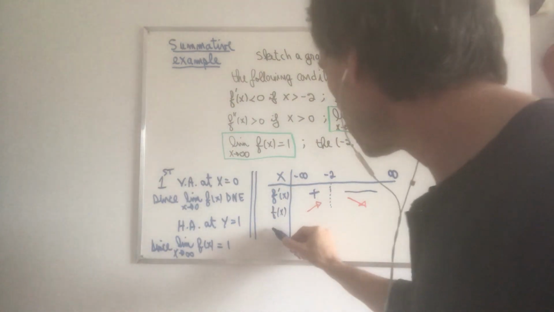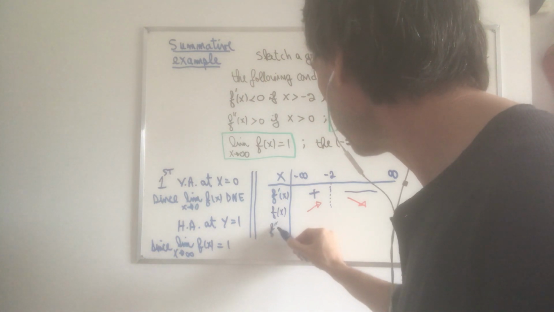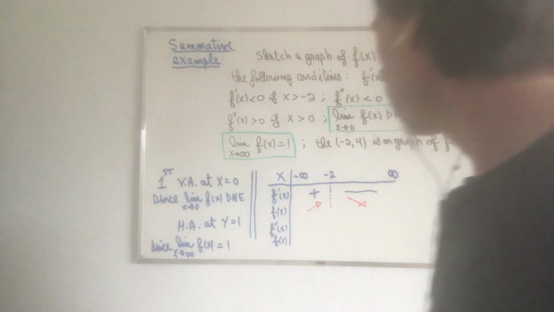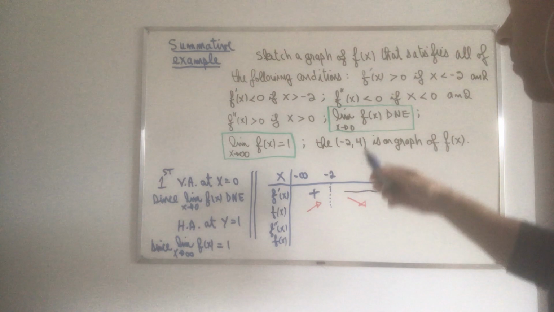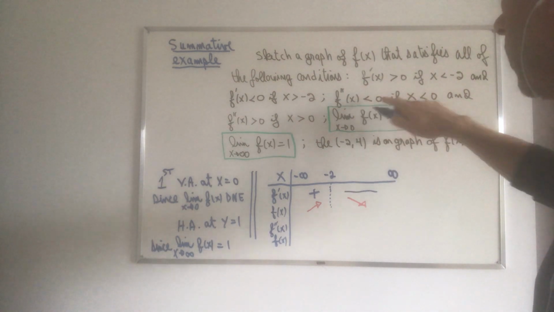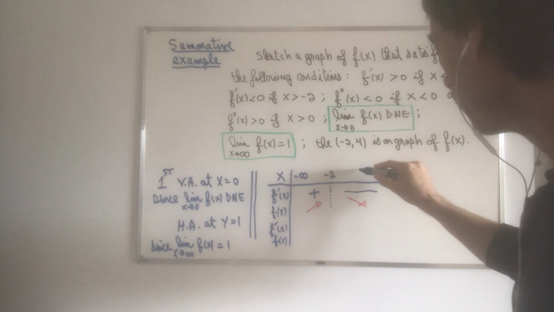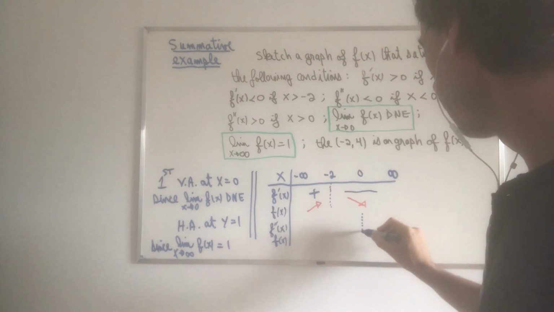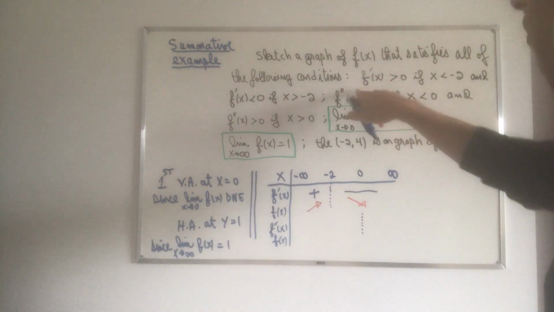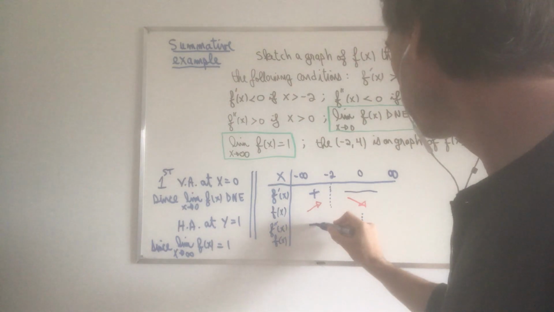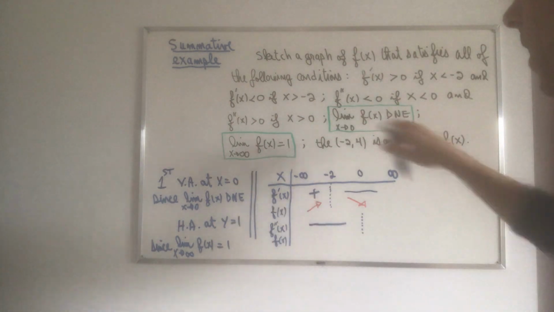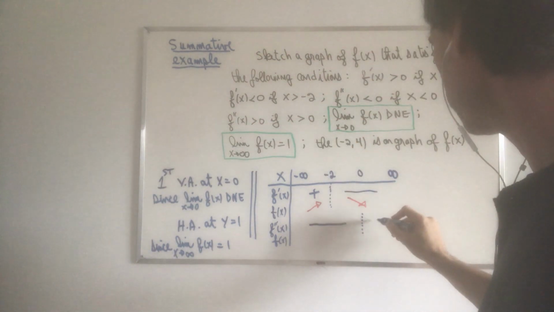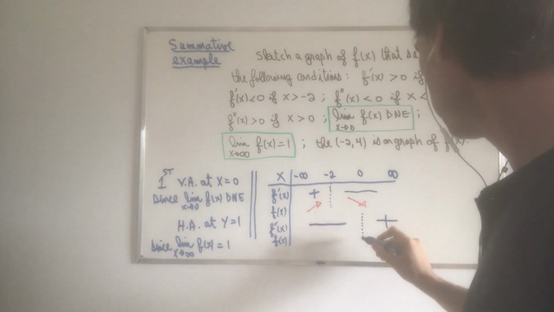Now that's not all. I also have information on f prime prime. What is the information on f prime prime? F prime prime is negative when I am on the left of 0. So let us have another number here, 0. And let us see that f prime prime is negative when I am on the left of 0. It is also positive when I am on the right of 0.